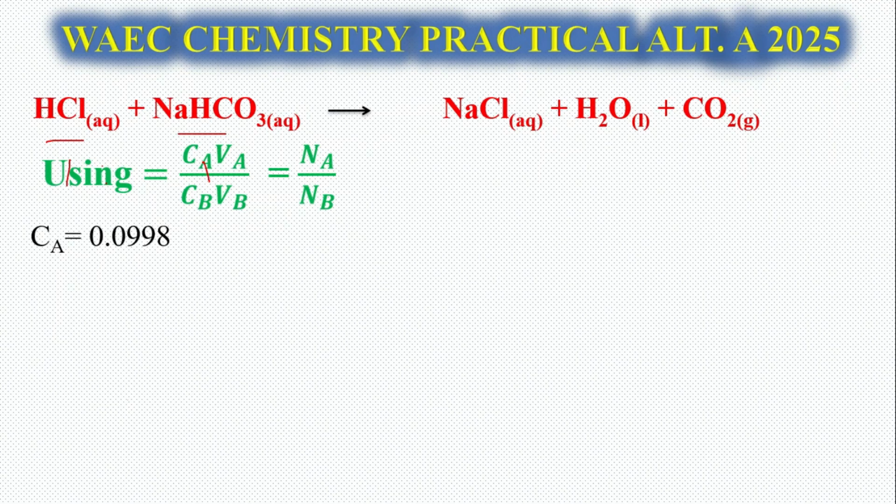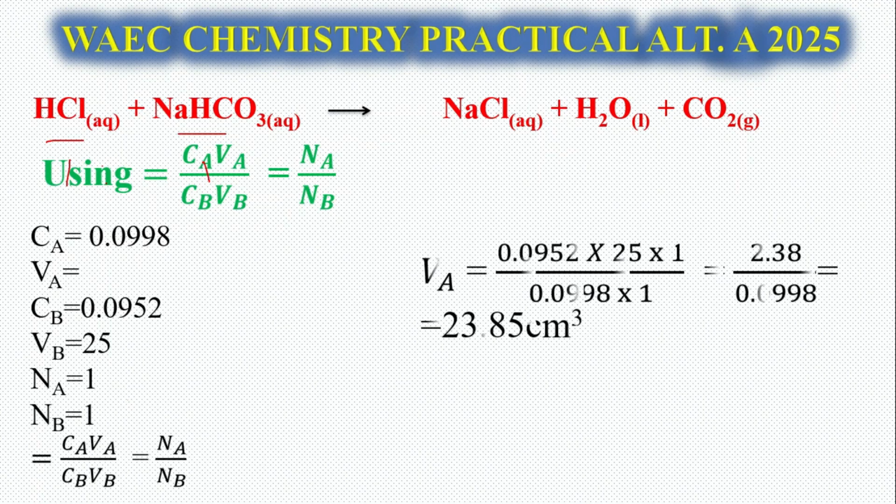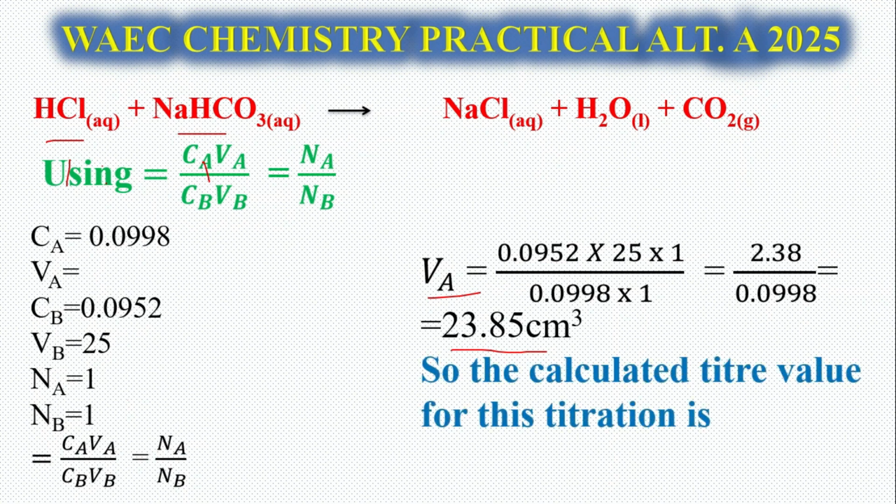So let's look at what we have. We have our CA, VA, CB, VB, NA, and NB. When we substitute the respective values given there, we get the volume of acid at the end of the day to be 23.85. So this is the calculated titre value for this titration. It is the calculated titre value because of experimental error: some people might get higher, some people might get lower, depending. But this is the calculated.